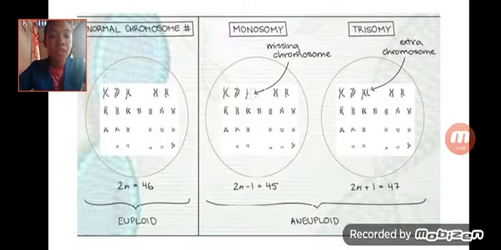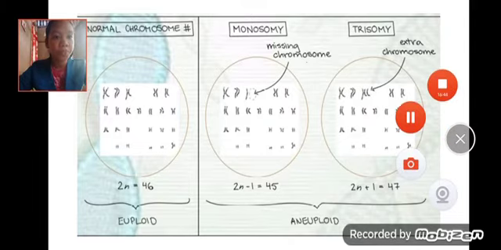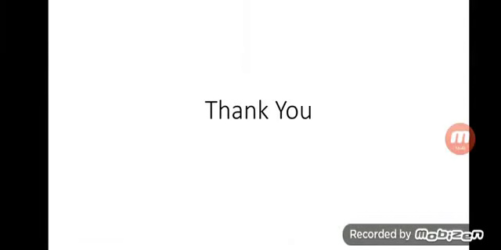So now you can see in this figure the difference between euploid and aneuploid. Euploid is the normal chromosome set with 46 chromosomes, which has 2 sets, while in monosomy, or aneuploid, there is one missing chromosome, and it has 45 chromosomes. In trisomy, it has an extra chromosome and 47 chromosomes. So that is the end of my topic. Thank you.